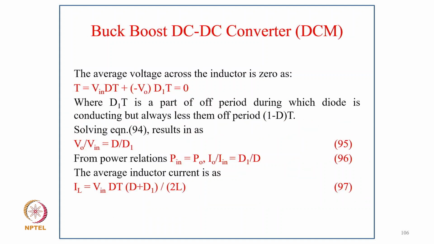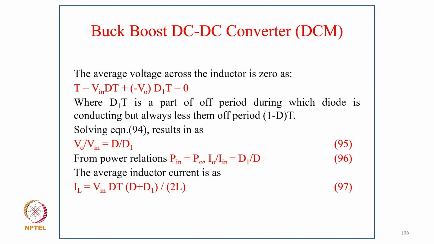Now the operation of the buck-boost converter in discontinuous conduction mode. The average voltage across the inductor is 0, so V_in·DT - Vo·D1·T = 0, where D1·T is the part of the off period during which the diode conducts, which is always less than the off period (1 - D)T. Solving this equation, we get Vo/V_in = D/D1. From the relation P_in = Po, we get Io/I_in = D1/D.